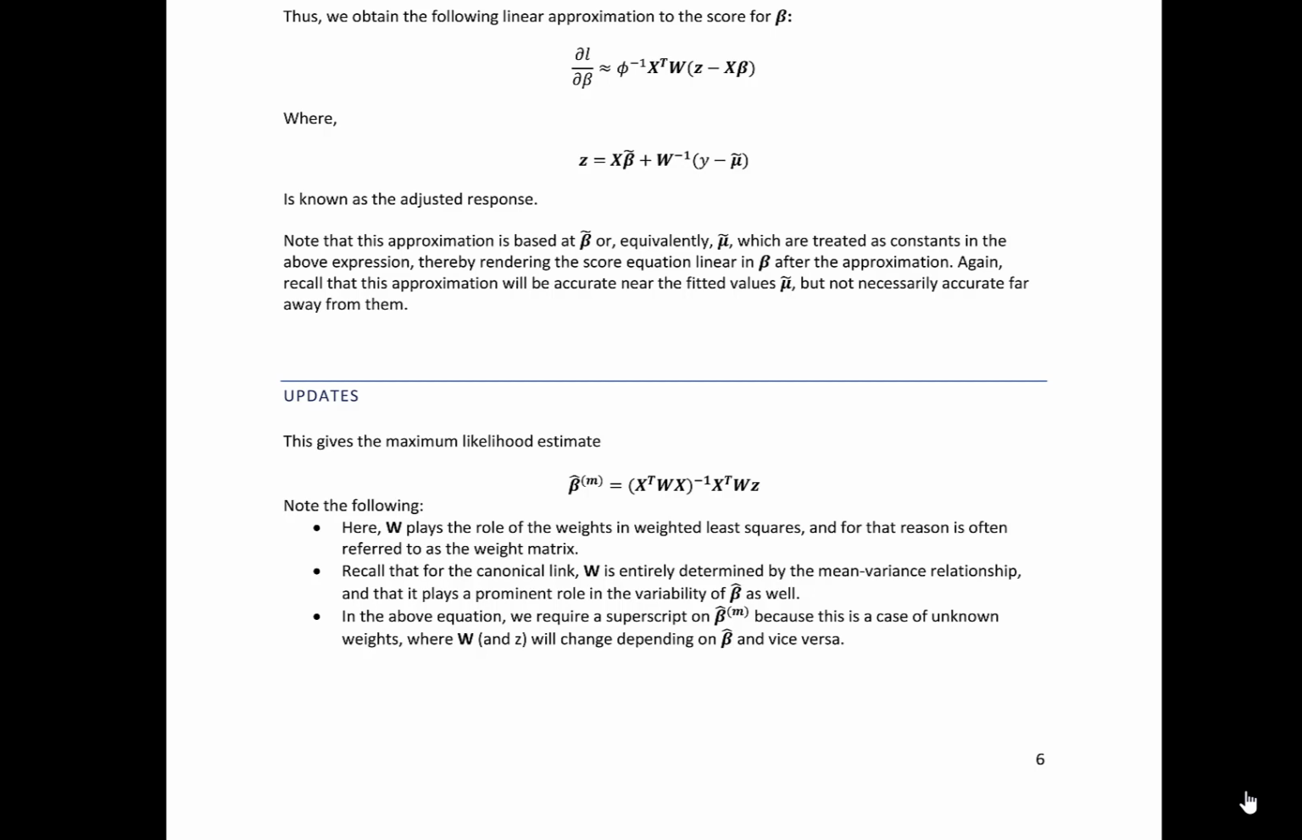So what we end up with, and here's the really important part, is for these iterative least squares, here is the estimate that you end up with for beta hat. And notice this looks very similar to what you had for least squares. What's happening here is W plays the role of the weights in weighted least squares that you saw previously, and for that reason is often referred to as the weight matrix.